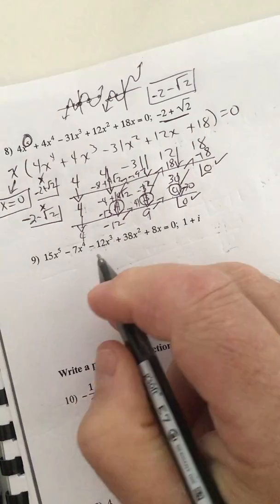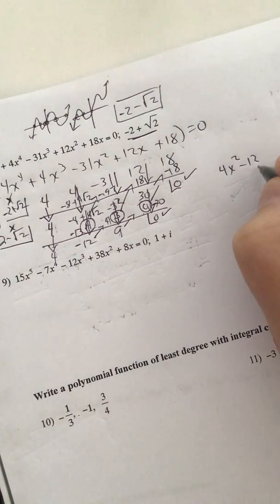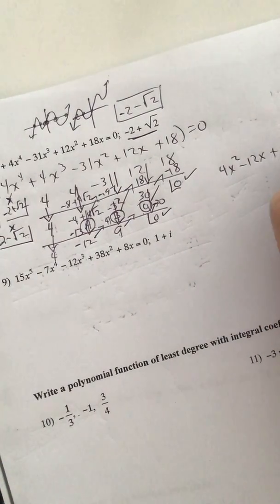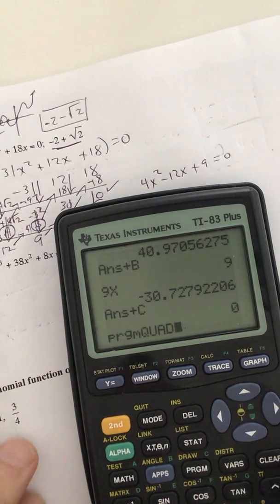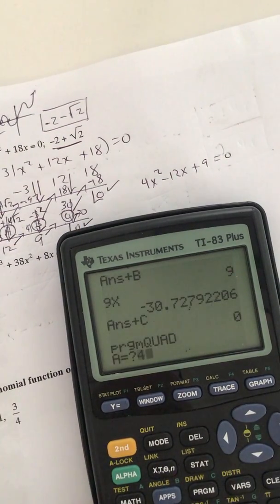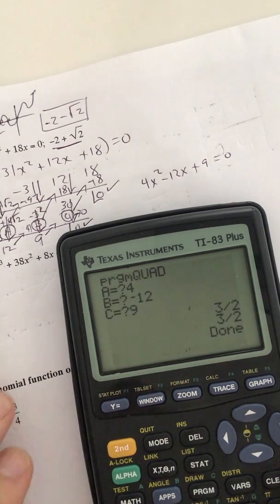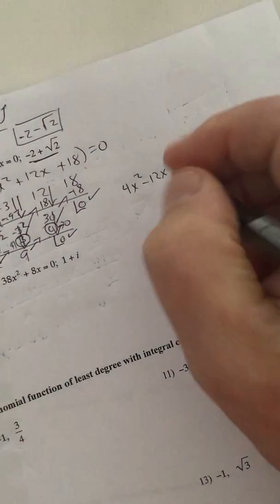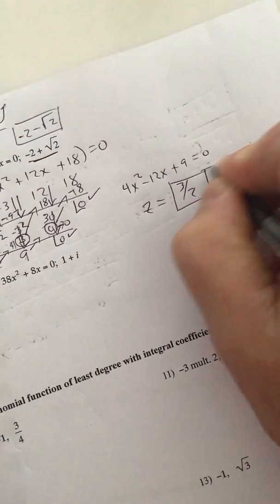So look what we have left now. We have 4, negative 12, 9. So that's 4x squared minus 12x plus 9 equals 0. That's the quadratic formula. So I'm going to go to program, put that in my quadratic formula as 4, negative 12, and 9. So the other zeros are 3 halves and 3 halves. So it's in there twice.